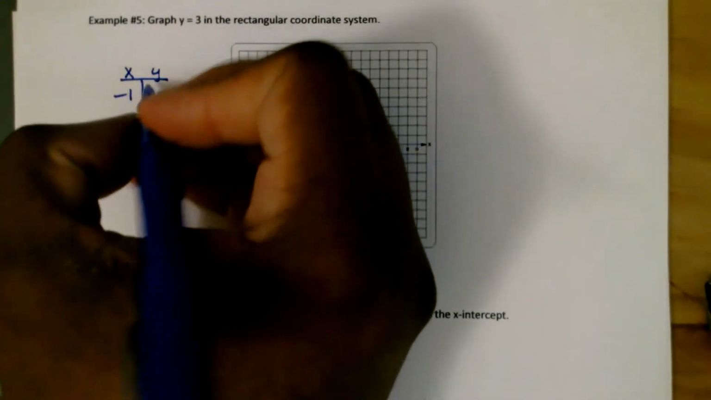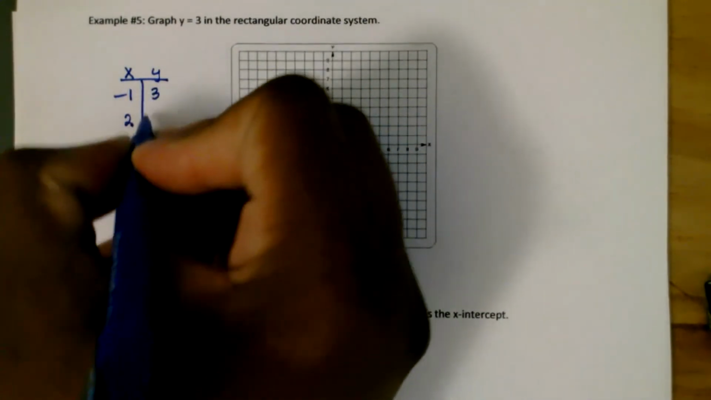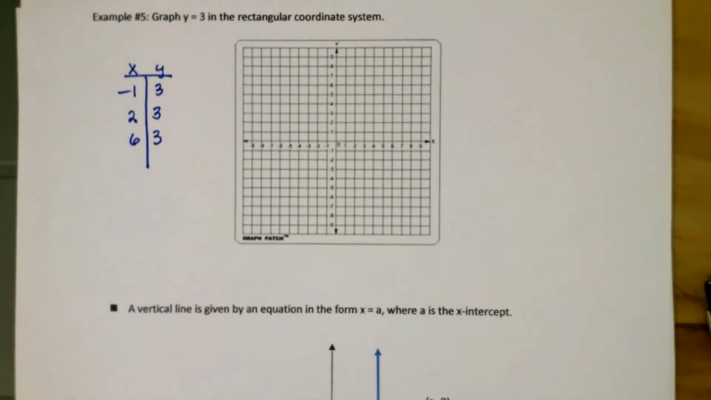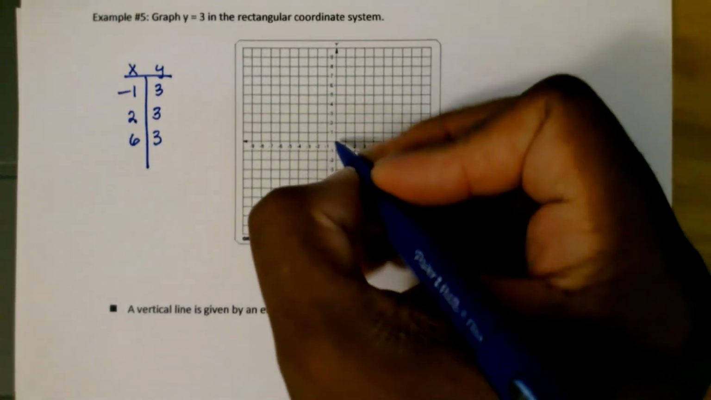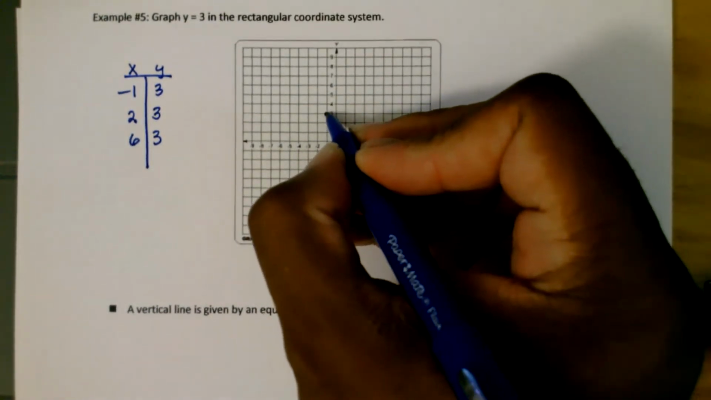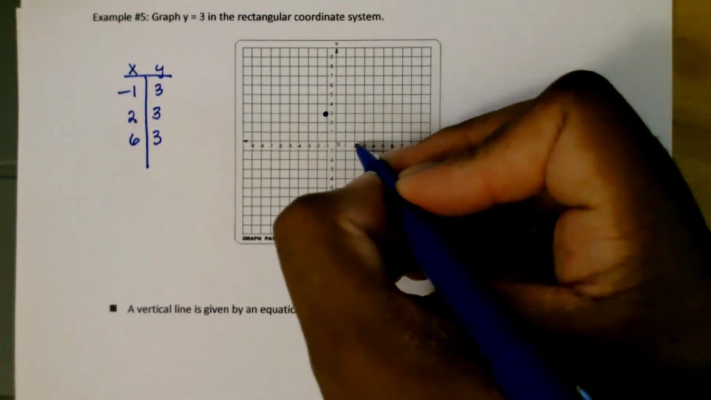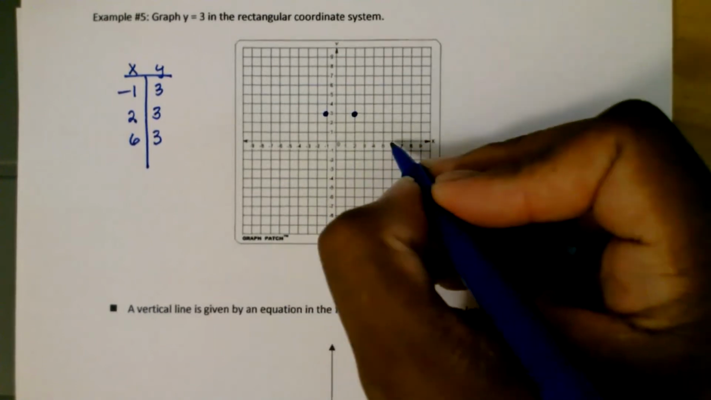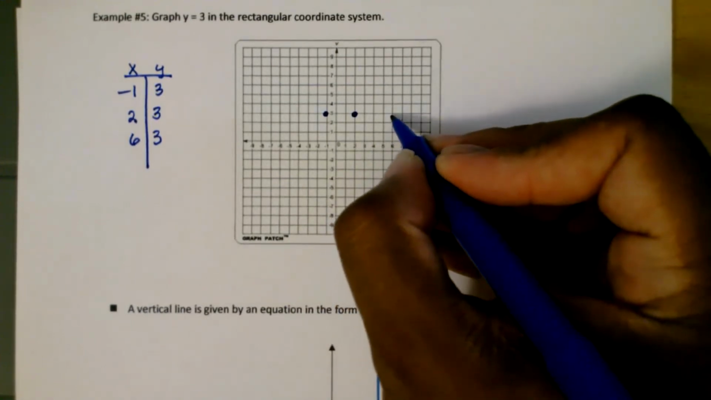That means the Y coordinate for each one of these corresponding X coordinates has to be equal to 3. Has to be. And now let's plot those ordered pairs on the coordinate plane. So let's do (-1, 3), which will be to the left 1 and up 3. (2, 3) will be to the right 2 and up 3. And (6, 3) will be to the right 6 and up 3.